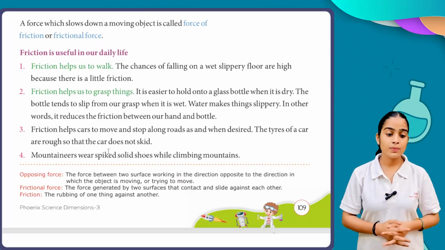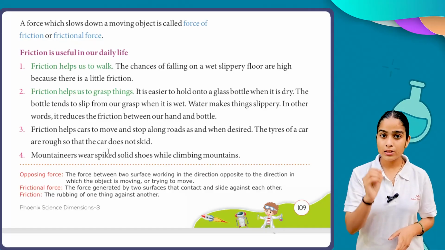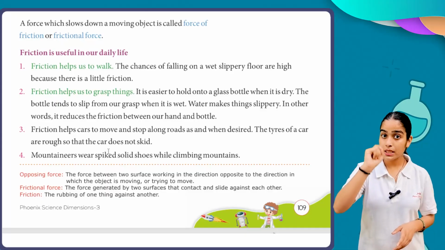Now, friction helps the car to move and stop along roads as and when desired. The tires of a car are rough so that the car does not skid. So what we understand here is, if you have ever seen the tires closely, they have some spaces, right?